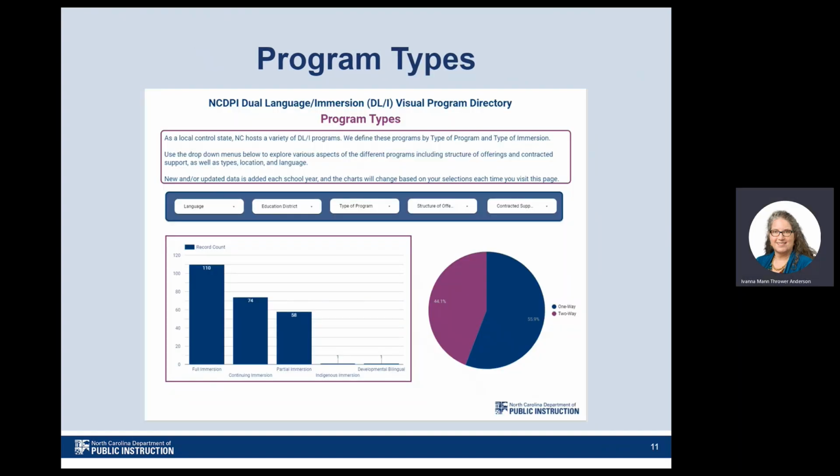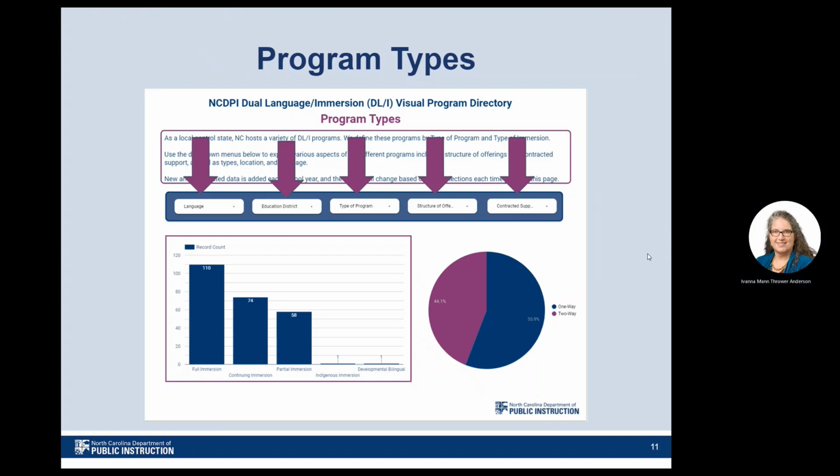Program types. This page offers a number of drop-down menus to filter the data by language, education district, type of program, and 2 new data points recently added to the spreadsheet: structure of offering in school. This means, is it a strand or is it a whole school program? And contracted support. This covers a number of things from professional learning to staffing. And this information is all self-reported. So selections in the drop-downs impact both of these graphs. You will see each of them change as you make your selections.